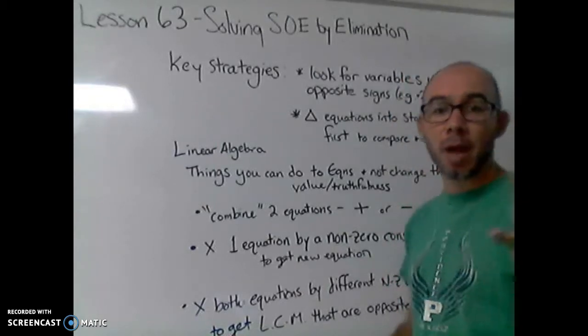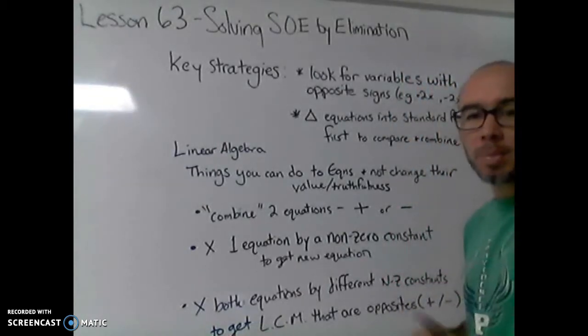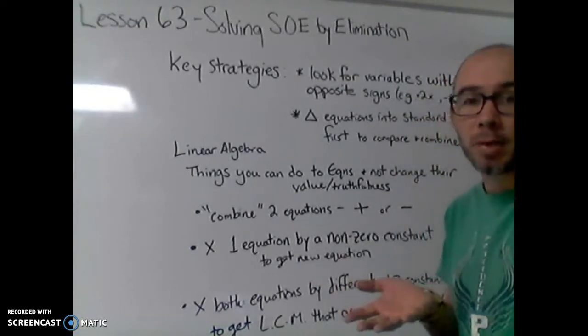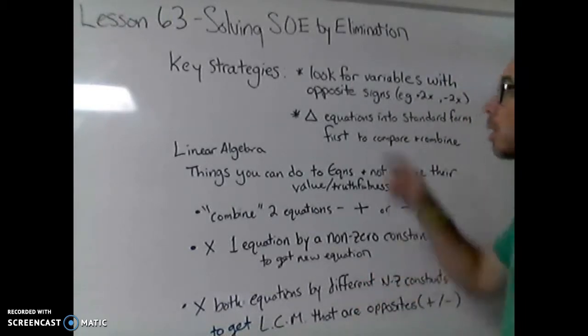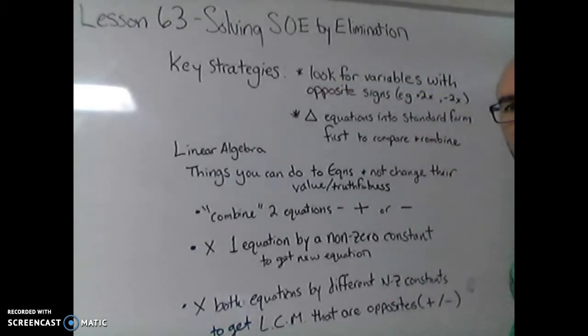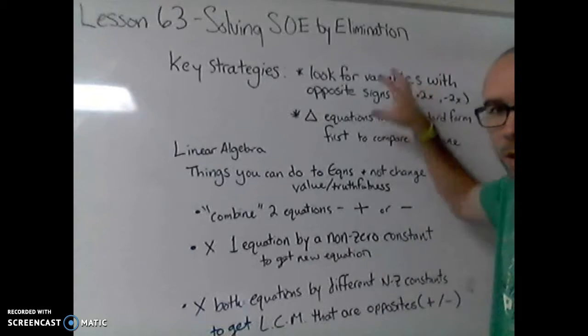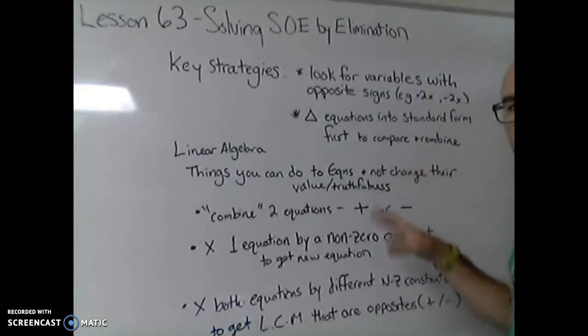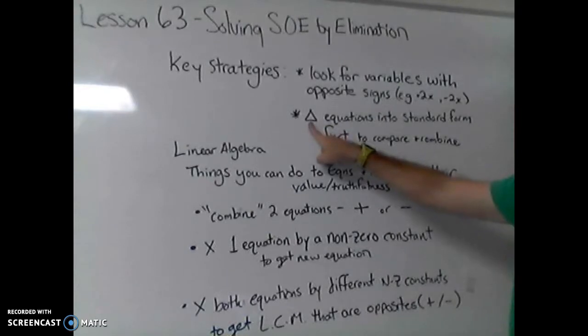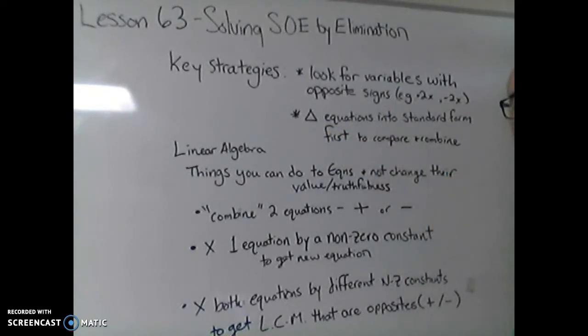Let me give you some strategies for how we're going to work on this today with this method of elimination. And we'll get all this written down, and then I'll demonstrate how these things work in real problems. First of all, key strategy, we're going to look for variables like x's and y's that have opposite signs. So in one equation, you're looking for something like plus 2x, and in the other equation it says minus 2x. We can combine those two equations to get rid of the x's right away. Second, we're going to change equations into the standard form first to compare and combine. And I'll talk to you about what standard form means here in just a minute.